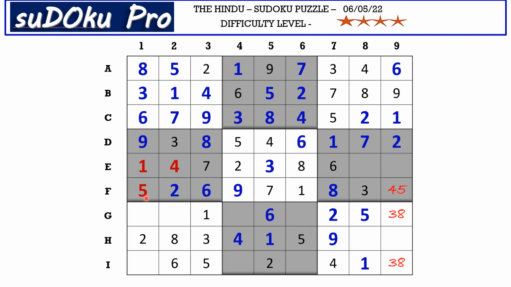Now this 5 cancels out the 5 here. So F9 becomes 4. Now the missing numbers in this block are 5 and 9. There is a 5 blocking from here. So E8 takes 9 and E9 takes 5. Now the only missing number in column 2 is 9.